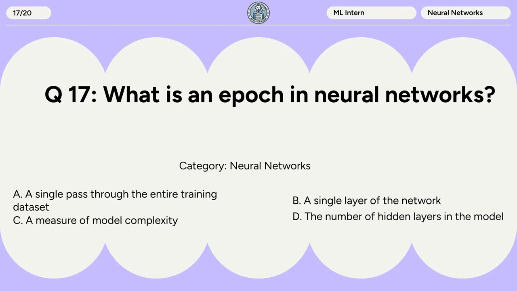Question 17. What is an epoch in neural networks? A. A single pass through the entire training dataset. B. A single layer of the network. C. A measure of model complexity. D. The number of hidden layers in the model.